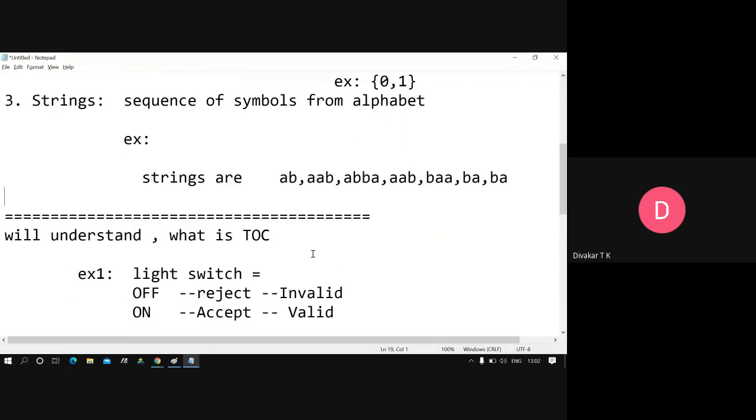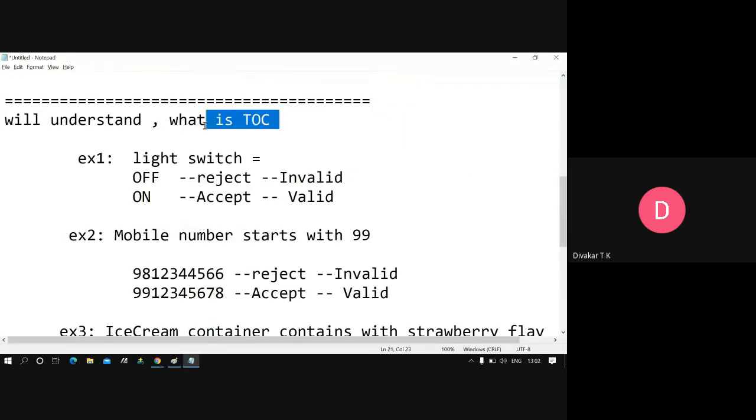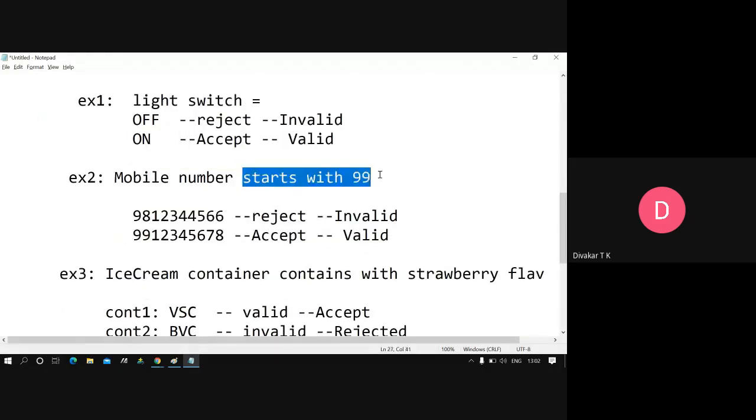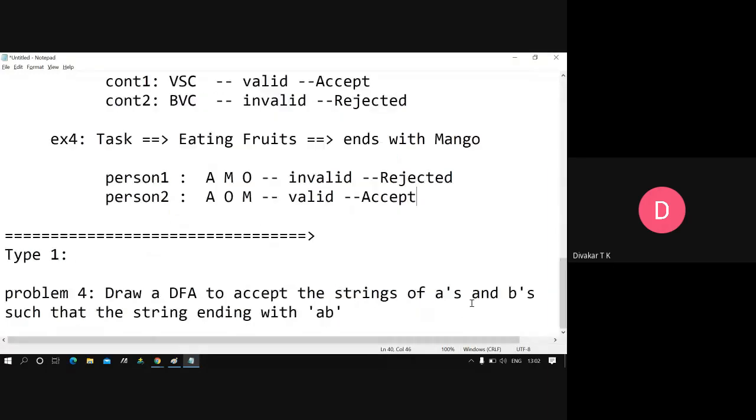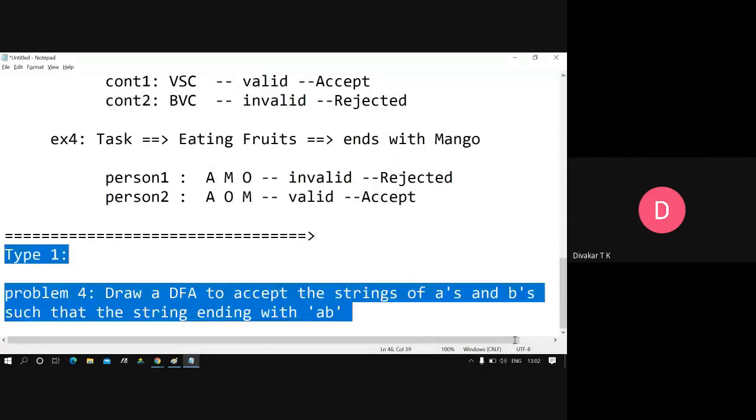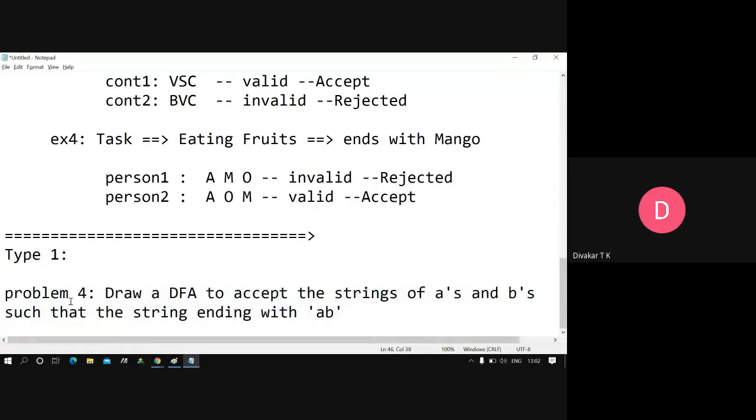We also understood what TOC is. I have taken four examples. First, a light switch: off, on, reject, accept. Mobile number: set the condition, accepted or rejected. Then the ice cream example: eating ending with mango is valid, so it is accepted. Also, we continued with type number 1 problems. We have not completed problem number 4 yet.